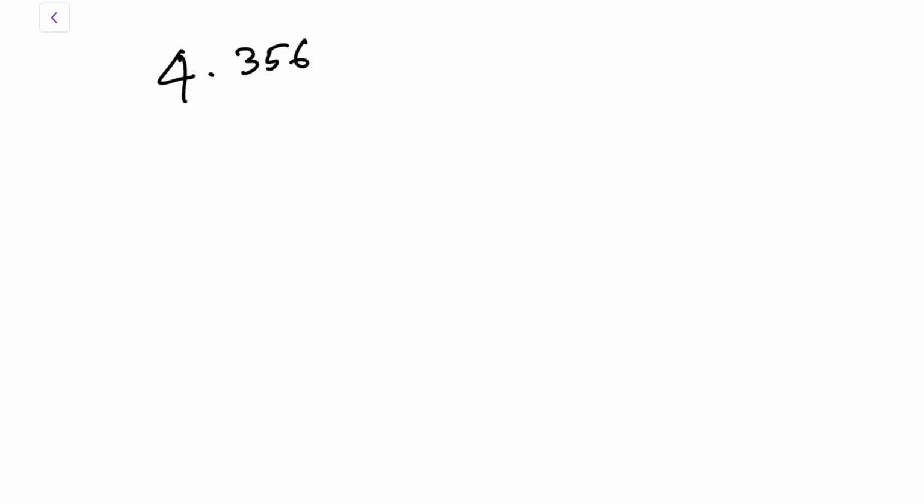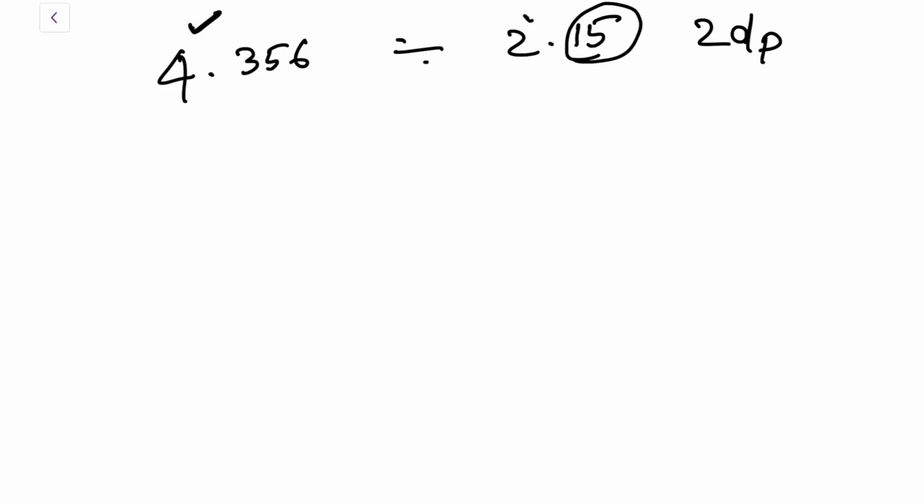4.356 divided by 2.15. Okay. Now, as you can see, the divisor has how many decimal places? 2 decimal places. So we multiply both the dividend and the divisor with what? 100. That's right. Let's do that.